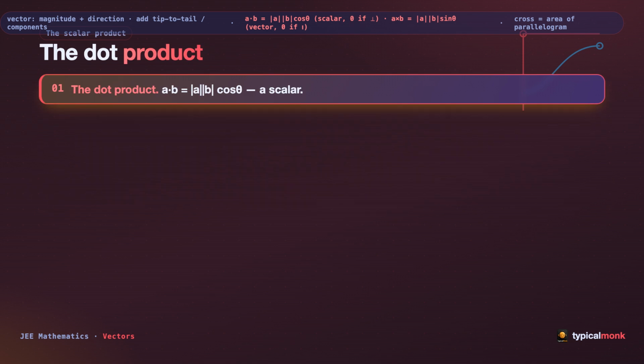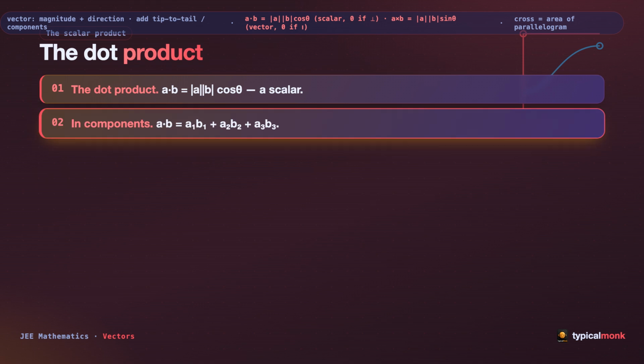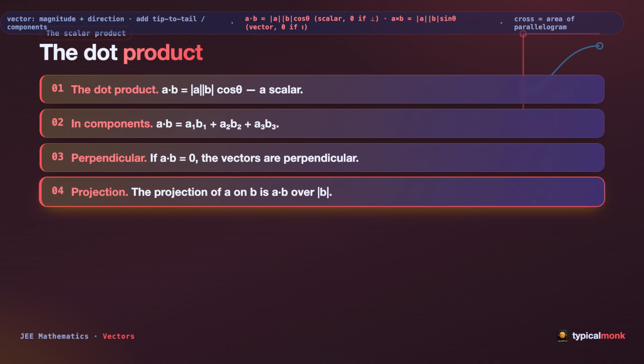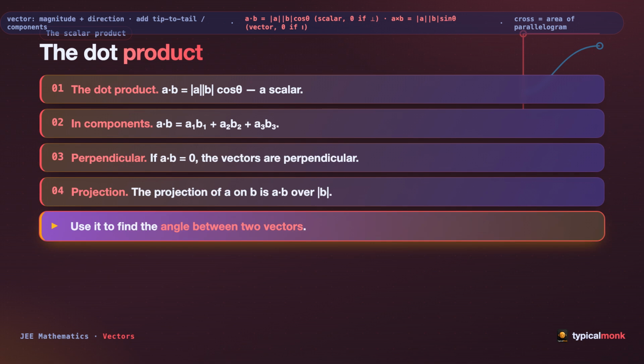Now the dot product. A dot B equals the magnitude of A times the magnitude of B times cosine theta, a scalar. In components, A dot B equals a1b1 plus a2b2 plus a3b3. Perpendicular: if A dot B is 0, the vectors are perpendicular. Projection: the projection of A on B is A dot B over the magnitude of B. Use it to find the angle between two vectors.